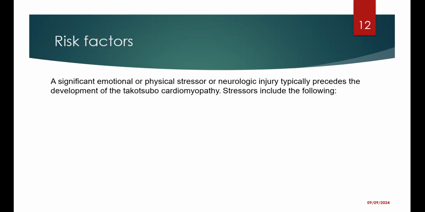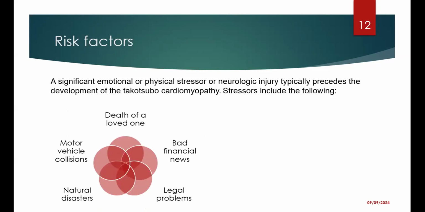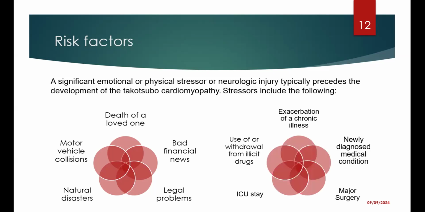However, there are several risk factors that have been attributed to Takotsubo cardiomyopathy, and a significant emotional or physical stress or neurologic injury typically precedes its development. These stresses include, one, death of a loved one, bad financial news, legal issues, natural disasters like severe flood or earthquakes, and also motor vehicle collisions.